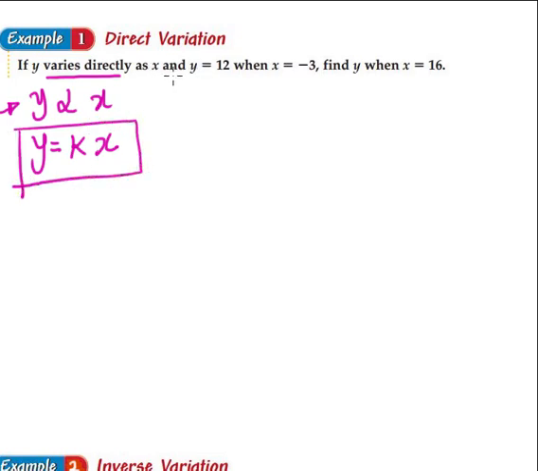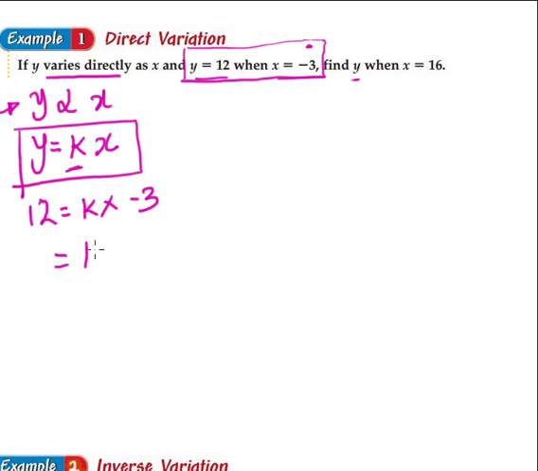This now says y equals 12, x is equal to negative 3. You will use these first values of x and y to get the value for the constant of proportionality, which is k. We need that constant of proportionality before we find y. We'll substitute 12 for y and substitute negative 3 for x. Now we need to get k. To get k, I'll just cancel negative 3 from the right hand side. Whatever I do to one side, do to the other side of the equation.